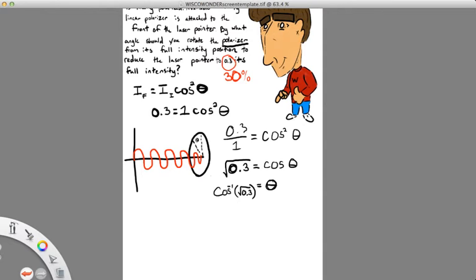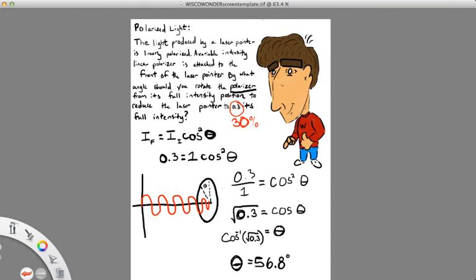But not that long. And so the answer that I get is 56.8, rounding up, degrees. And so if you want the intensity of the light coming through this polarizer to be 30% of what it was initially, right there, you would turn the polarizer 56.8 degrees from its initial position.